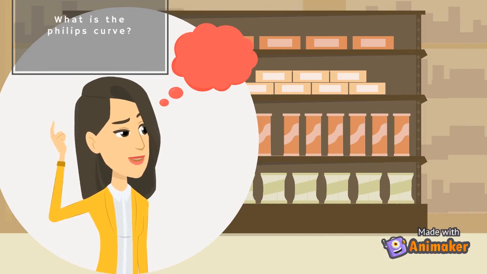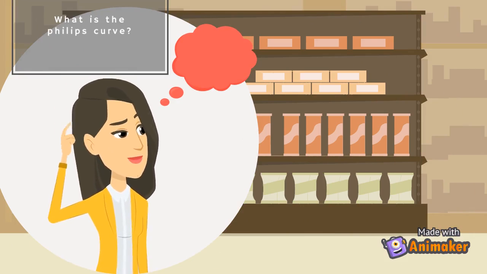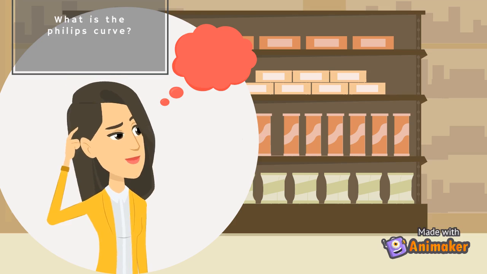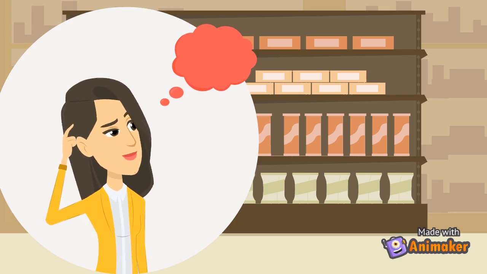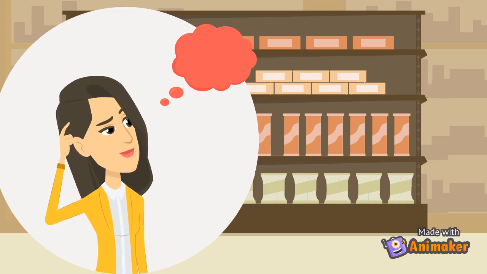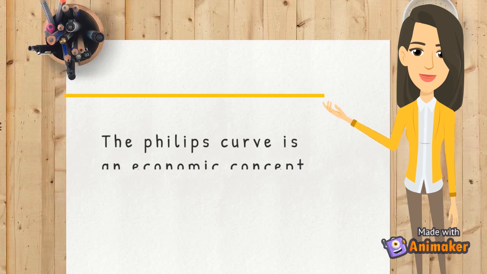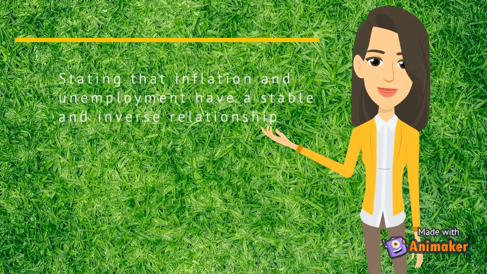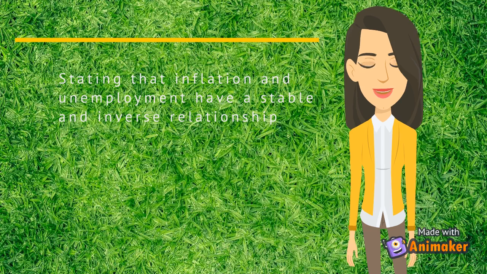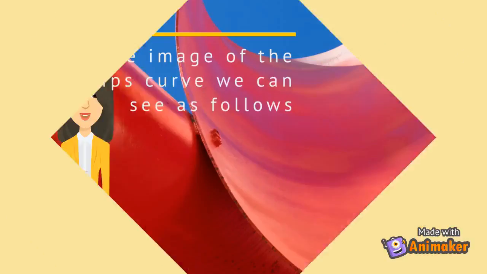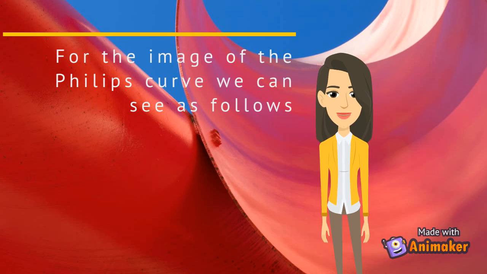And then what is the Phillips curve? The Phillips curve is an economic concept developed by A. W. Phillips, stating that inflation and unemployment have a stable and inverse relationship. For the image of the Phillips curve, we can see as follows.